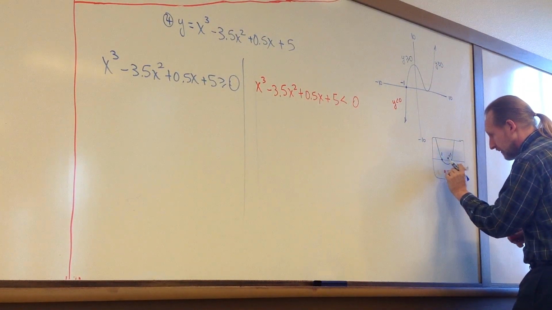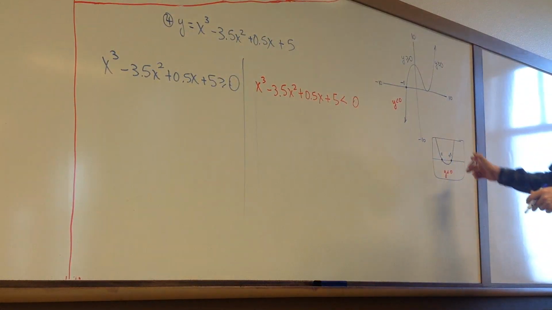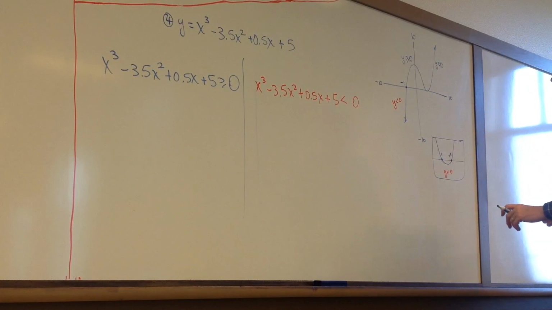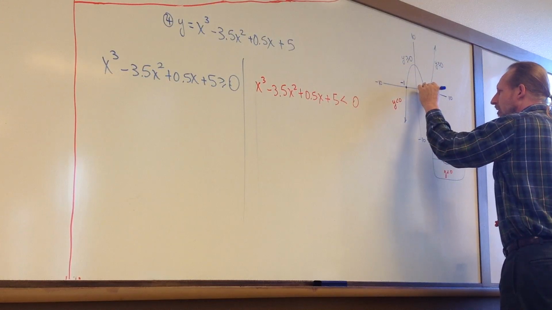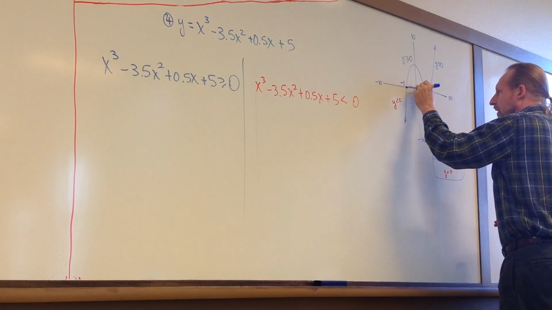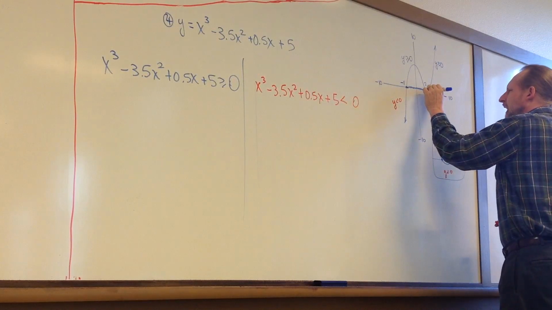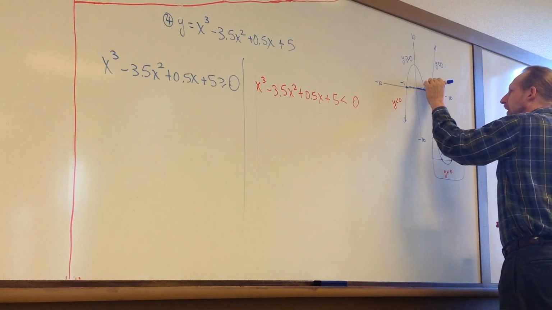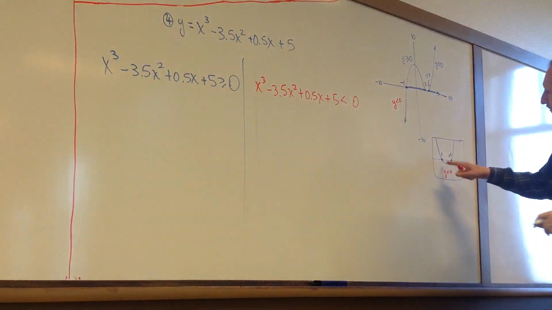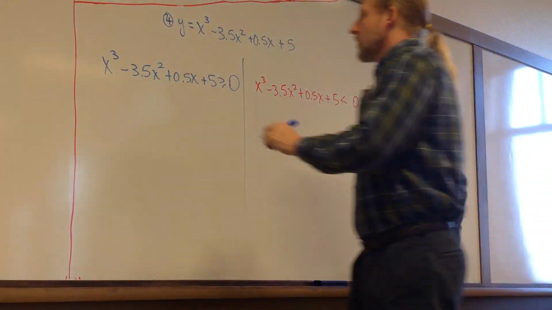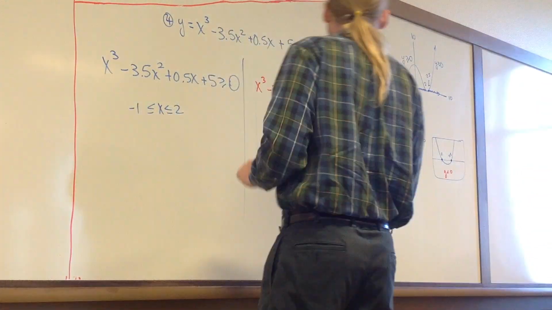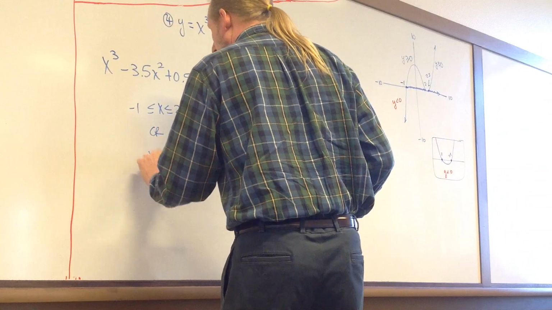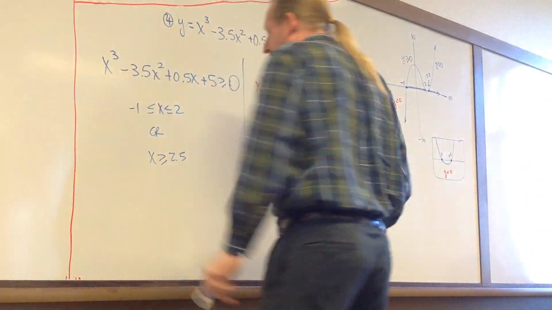And then also in this little picture down here, we've got this one little section where y is less than 0. Okay, so y greater than or equal to 0 is going to be in this region right here between -1 and +2, and then again starting at 2.5. Okay, because we know it's negative in between there. So this will be x less than or equal to 2, but greater than or equal to -1, or x greater than or equal to 2.5.